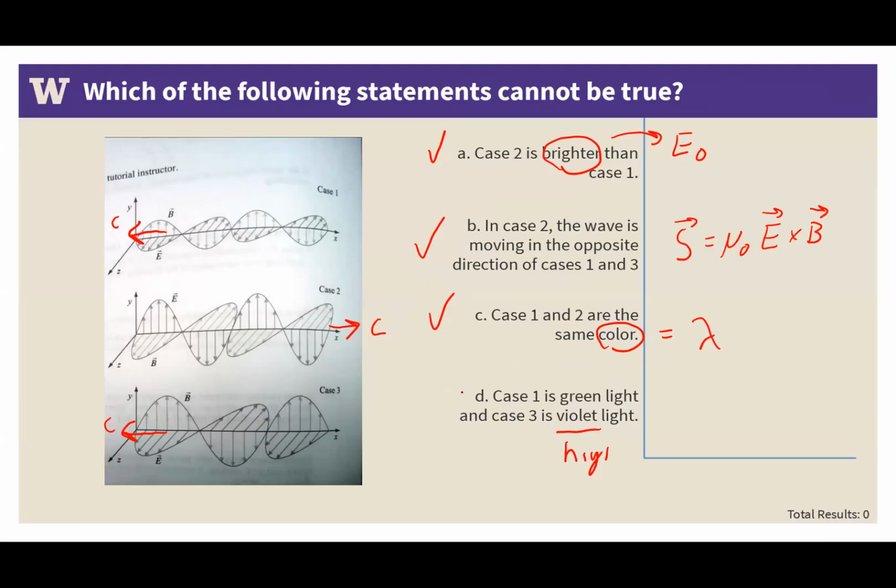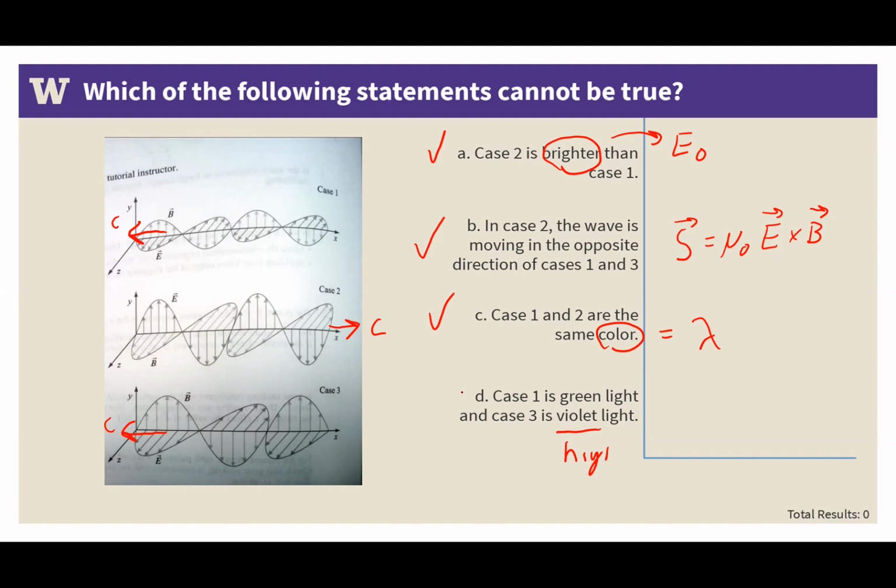All right, so let's go back to some of these electric field concept questions. In one case, I've got these three waves: case 1, case 2, case 3, and I ask about these three statements. So let's look at these in order. One is that case 2 is brighter than case 1. Brightness, and the way we see brightness, has to do with the amplitude of the wave. Case 2 does have a larger amplitude than case 1, so that makes sense. Case 2 is brighter.